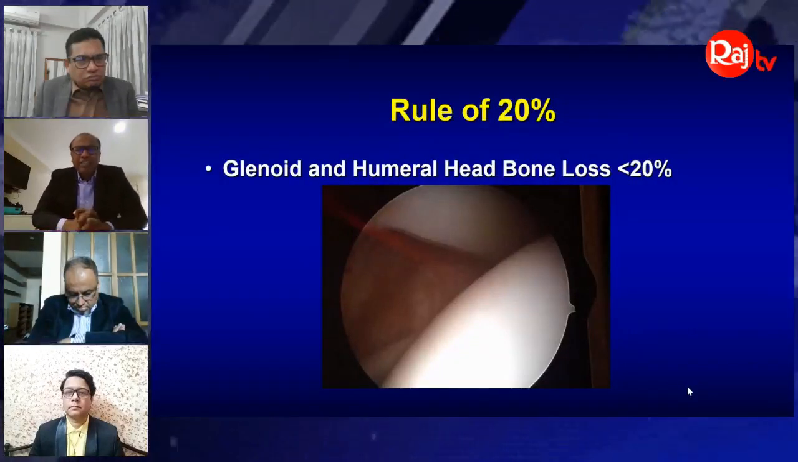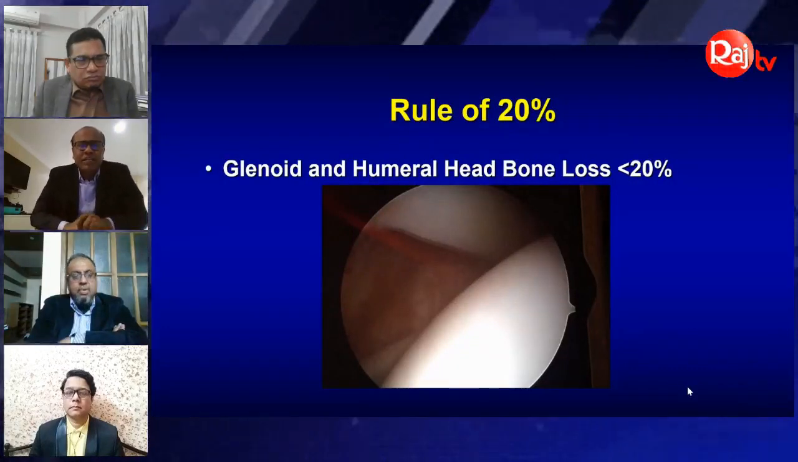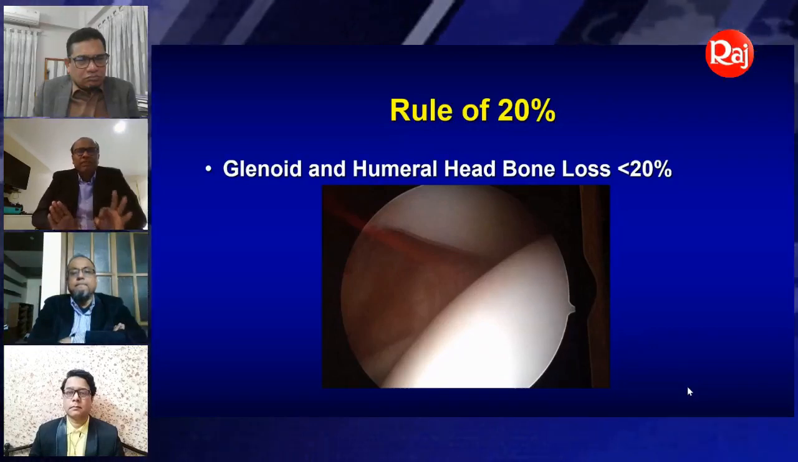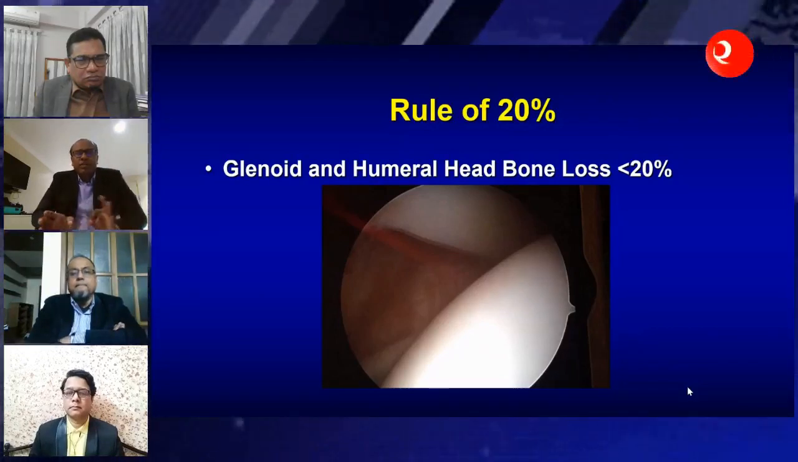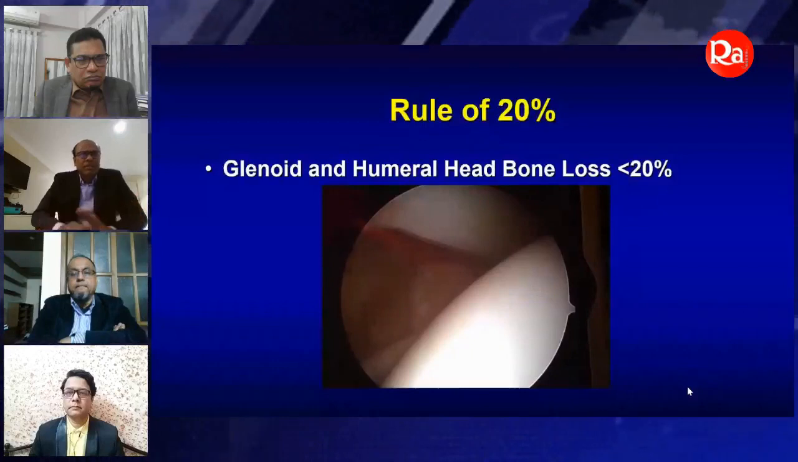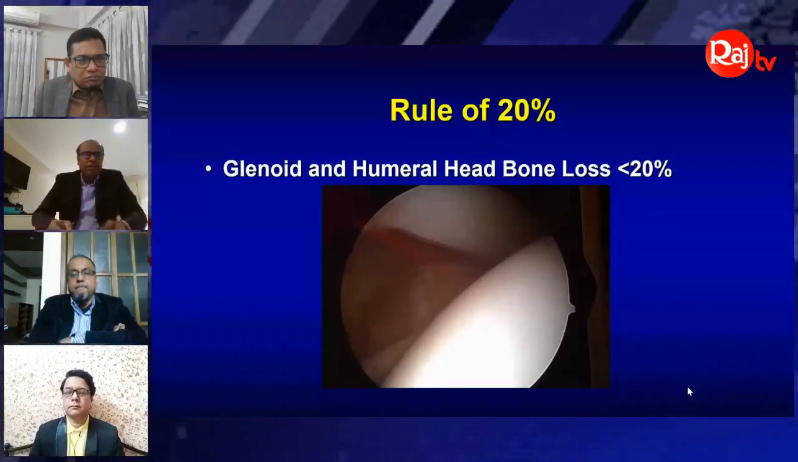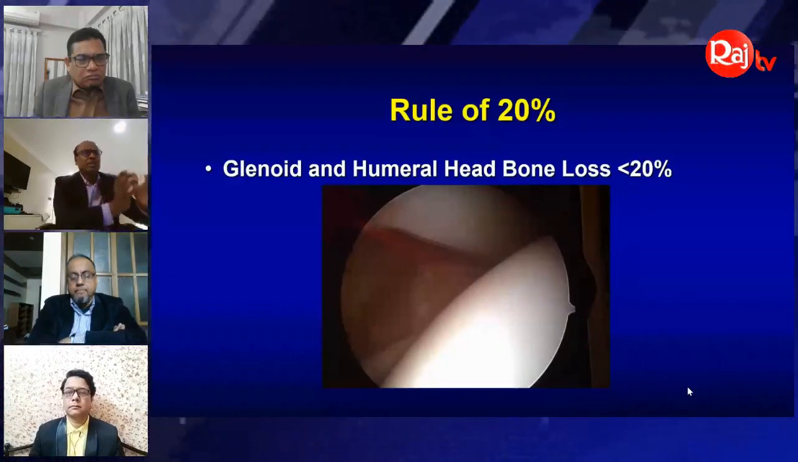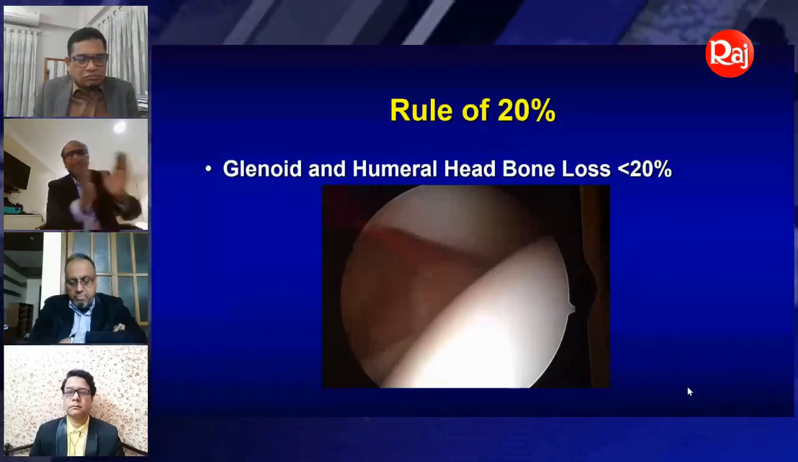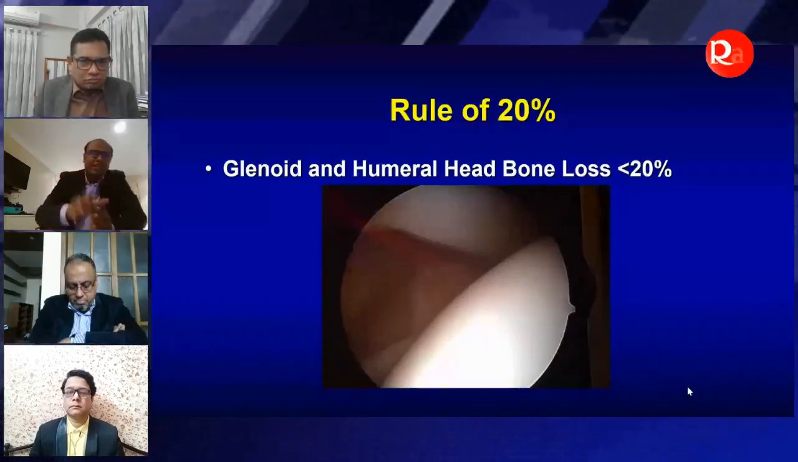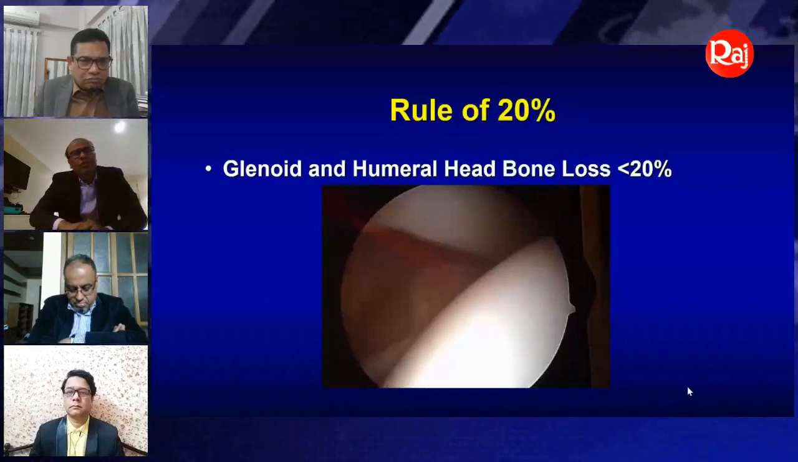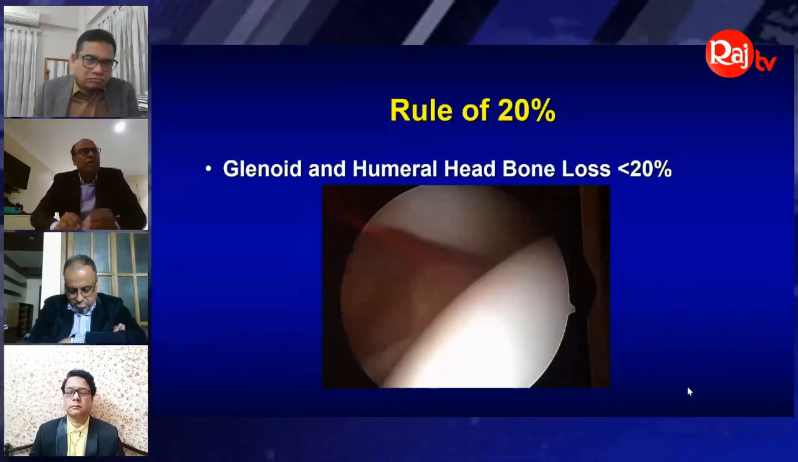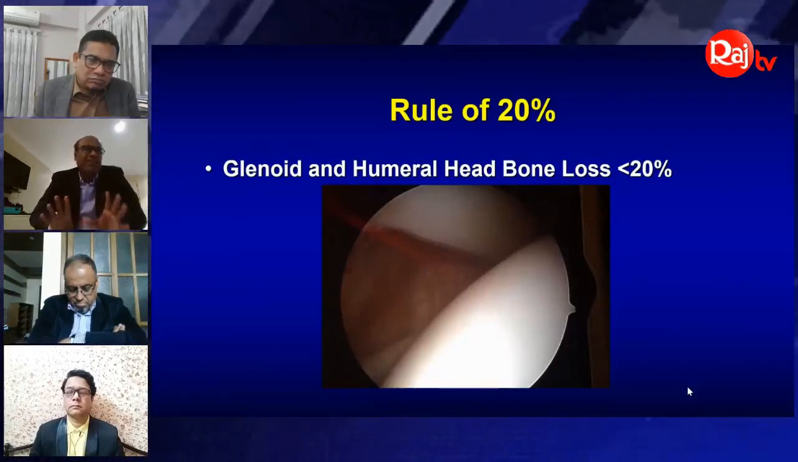So I will just simplify it. First thing is the rule of 20%. This is very important. Let's quantify with the bone loss only. So you have a patient with a humeral head bone loss of less than 20% and a glenoid bone loss of less than 20%. And these are the ideal cases for soft tissue repair. So plan for an arthroscopic or open Bankart repair.